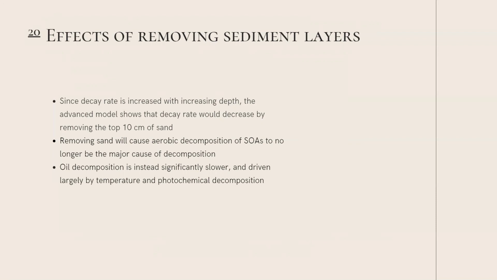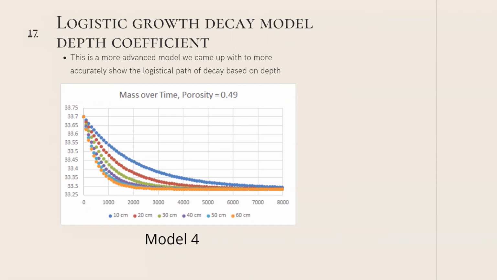Since removing sand will cause aerobic decomposition of SOAs to no longer be the major cause of decomposition, it'll be slower and driven largely by temperature and photochemical decomposition. Effectively, removing 10 centimeters of sand would push the decay rate of oil buried 20 centimeters below to 10 centimeters, meaning that the decay rate will shift to be effectively the same as if it was buried 10 centimeters below.